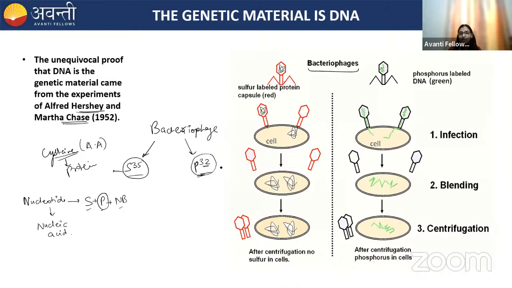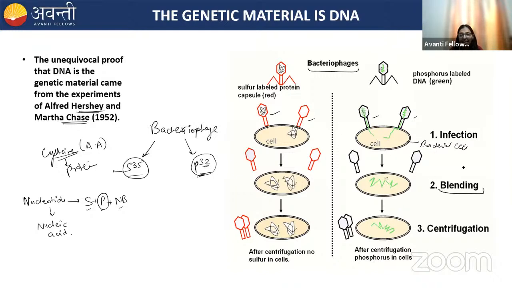So the first step of this experiment is the infection. In the infection, these bacteriophages attach to the surface of the bacterial cell. This is the bacterial cell. So all the bacteriophages get attached on the surface of the bacterial cell, and they will incorporate the viral DNA into the host DNA, that is the bacteria. So you can see in this image, all the viral DNA has entered into the bacterial cell.